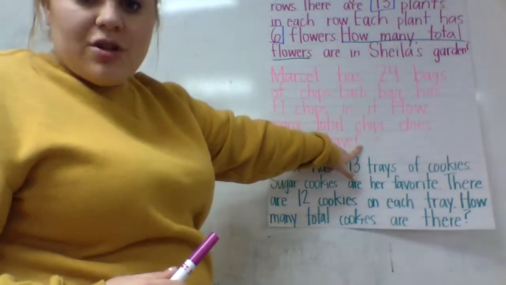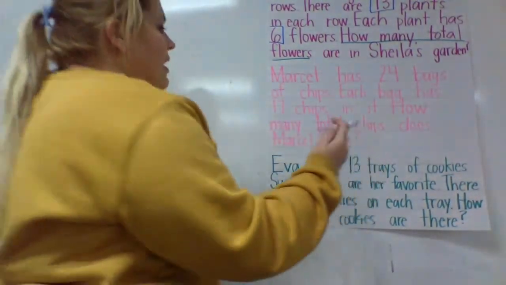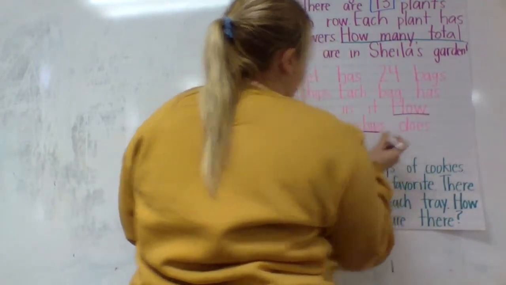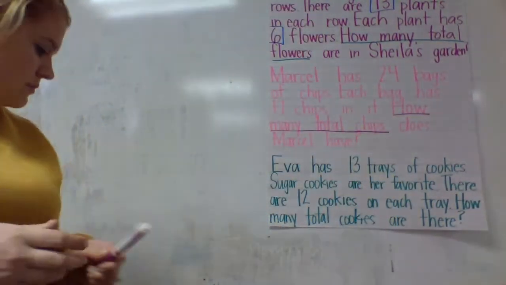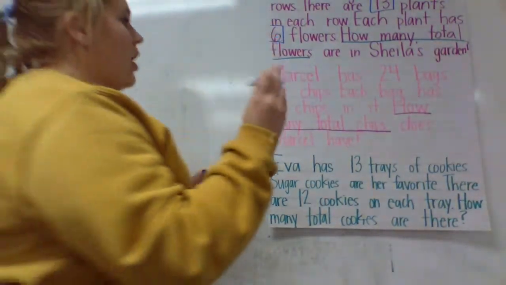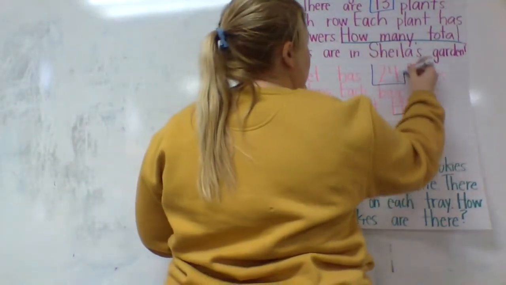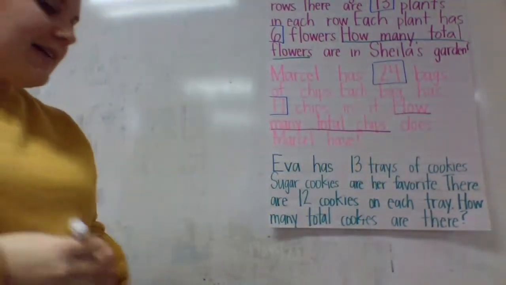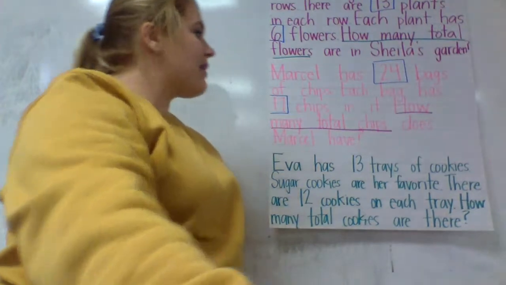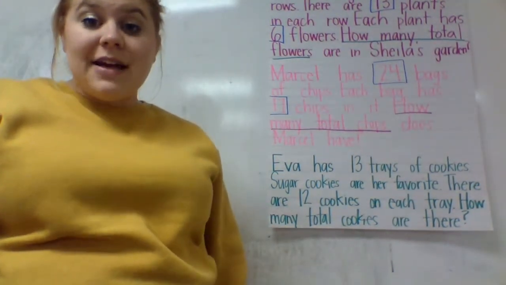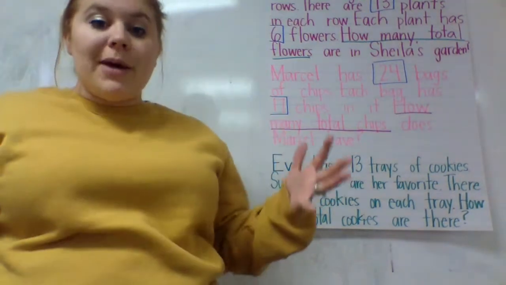I'm going to look for my question mark because that's going to be my clue. They're asking how many total chips. I want to know how many total chips. So then I'm going to go back and box in my numbers so that they're easy to find. Marcel has 24 bags of chips. Each bag has 17 chips in it. How do I figure out my total?